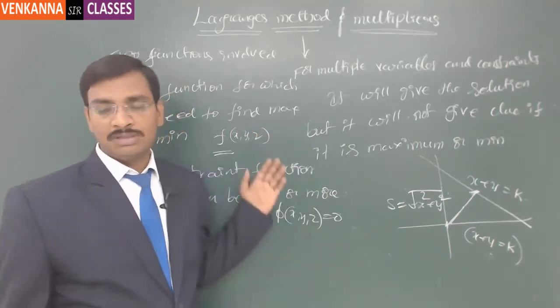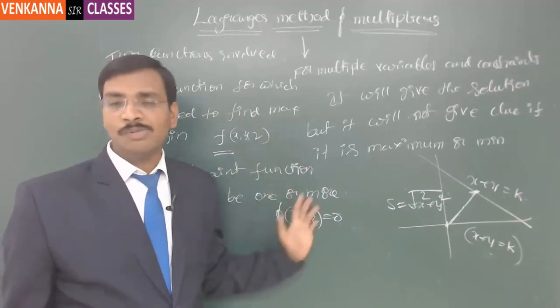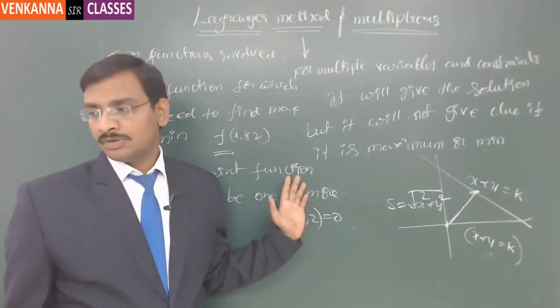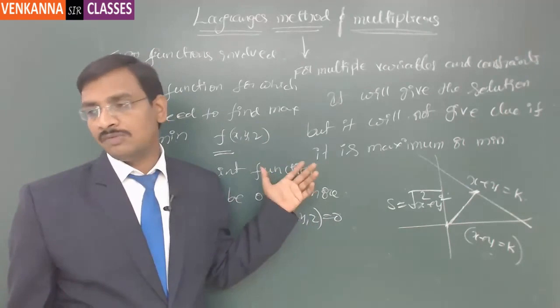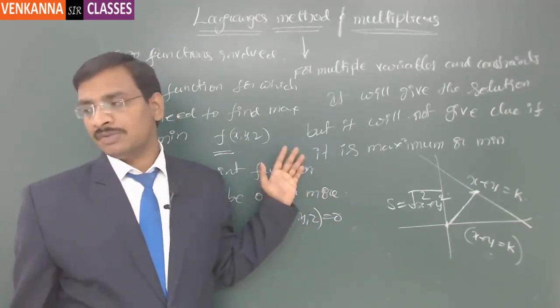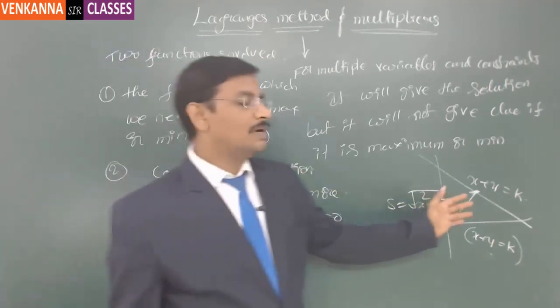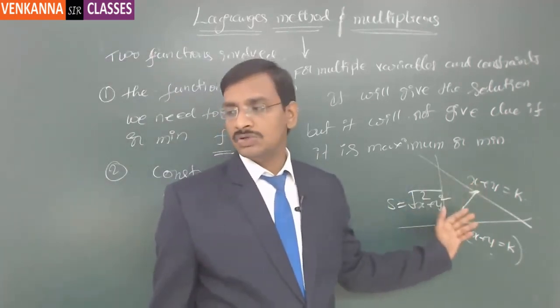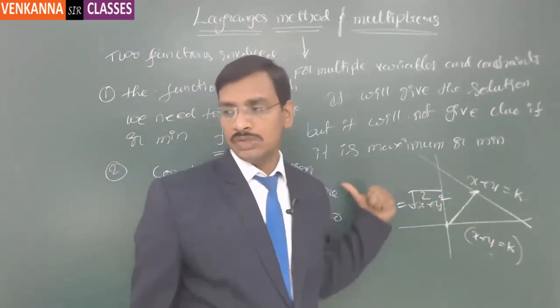So this is the standard methodology that we are going to adopt, but it will be very, very complex. Got it? So if 3 or 4 variables are involved, then the complexity will go up exponentially. So that's why Lagrange's method of multipliers will be the best solution. That solution is what we are going to discuss now.